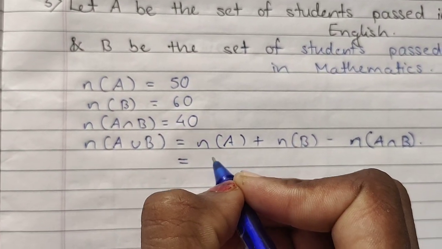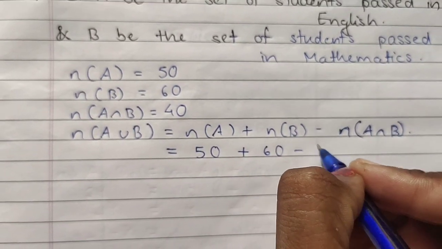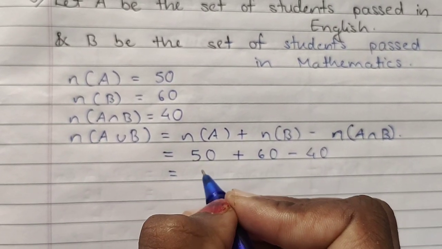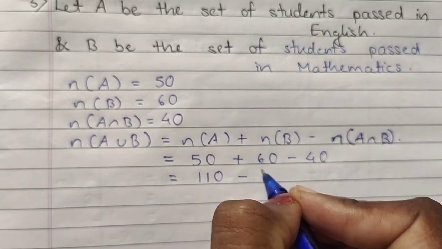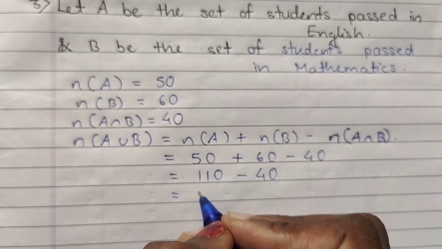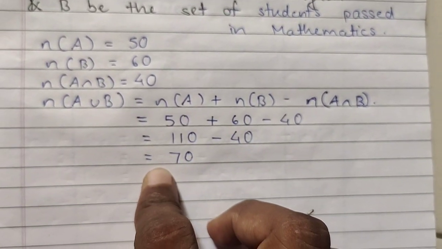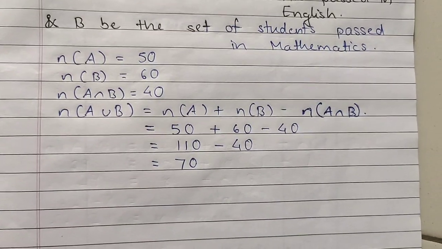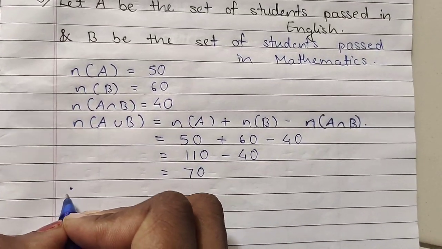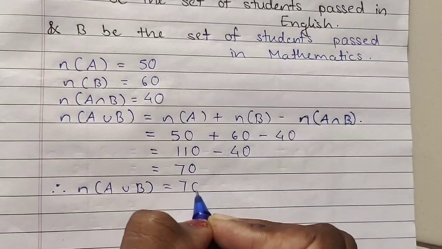Now what is number of A? 50. What is number of B? 60. And what is intersection? 40. So what is the addition of this? 50 plus 60 gives you 110, minus 40. So after subtracting you will get 70. That is 110 minus 40 gives you 70. So we got the answer, that is number of A union B is equal to 70. So we can write our final answer, that is number of A union B is equal to 70.